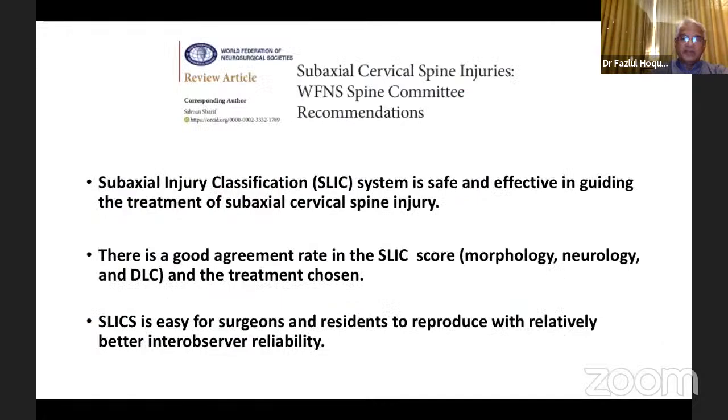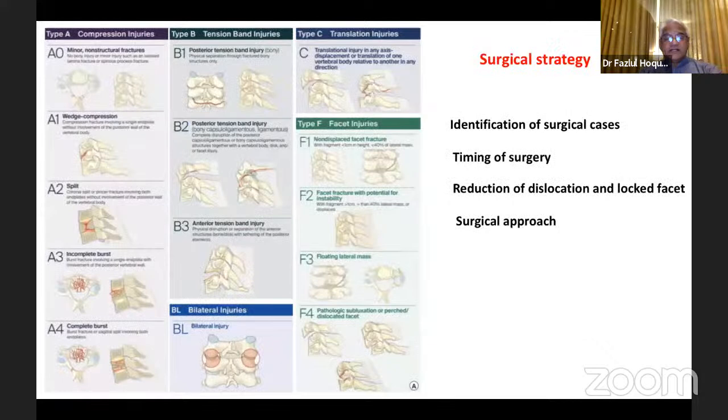There are recommendations from different societies, like the World Federation of Neurosurgical Societies Spine Committee, recommending that the subaxial injury classification system is safe, effective, and guides the treatment of spinal injury. There is a good agreement rate in the SLIC score. SLIC is easy for surgeons and residents to use day to day as well. The AO Spine classification gives a detailed picture and a little bit of case identification before planning surgery.